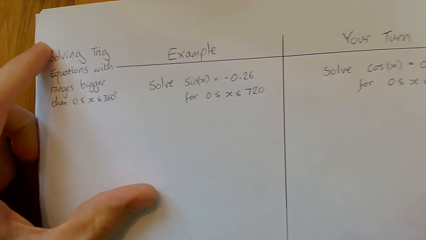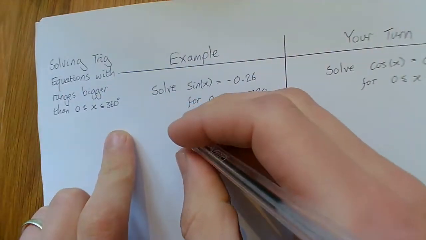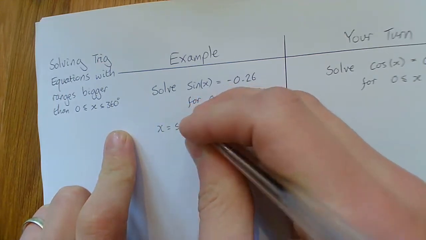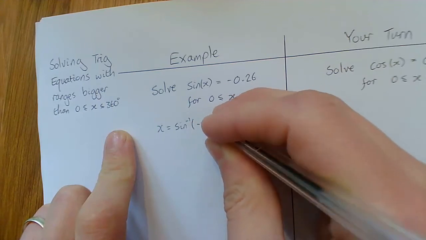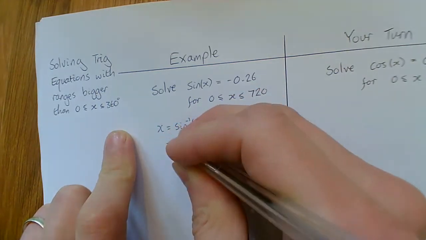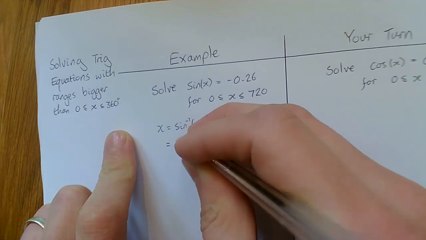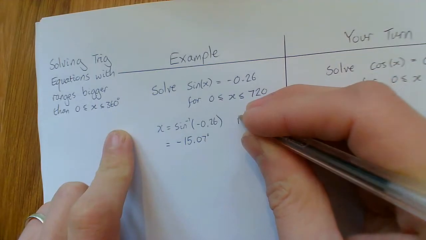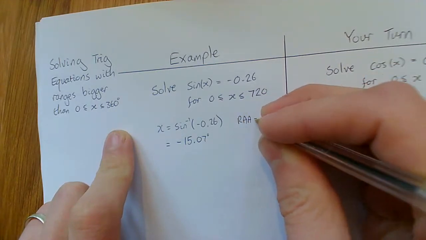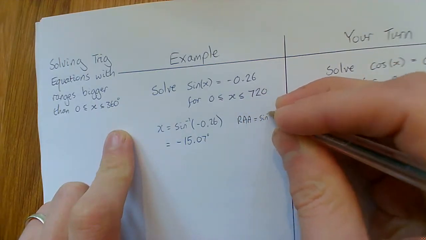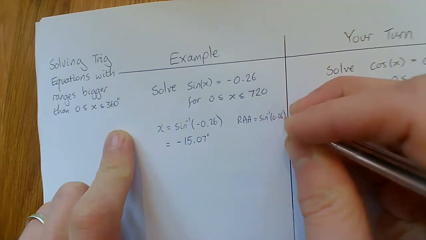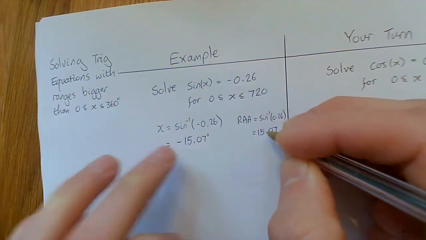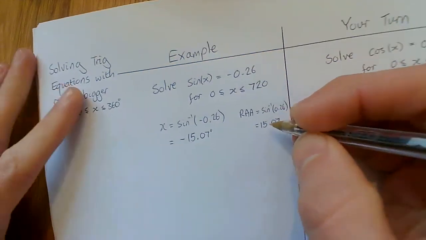So our starting maneuver with this is going to be very similar to what we've done before. We're going to do x equals sine to the minus 1 of minus 0.26. Put that in our calculator. It will turn out minus 15.07 degrees. If you're going to use CAST, you'll do sine to the minus 1 of 0.26 here and get 15.07. Because we're working with sine, these look very similar, the minus sign being the difference.